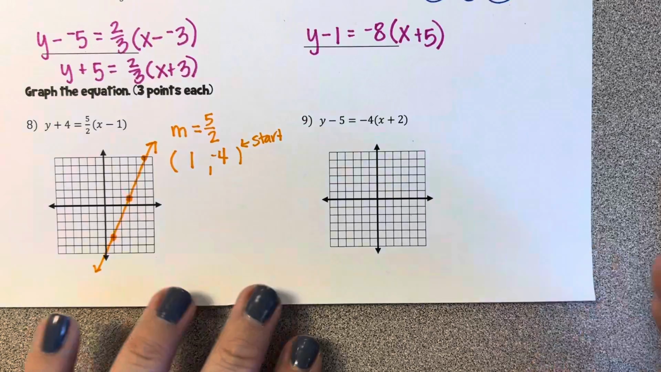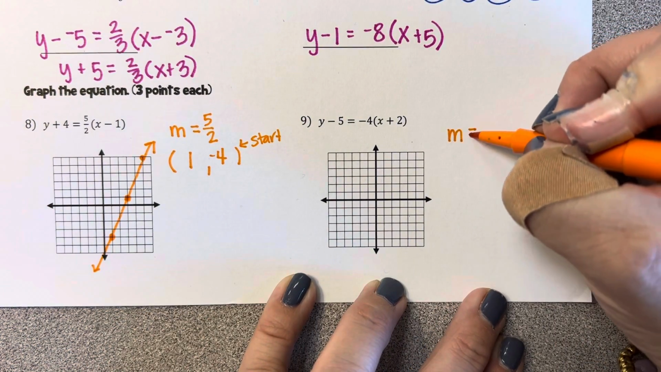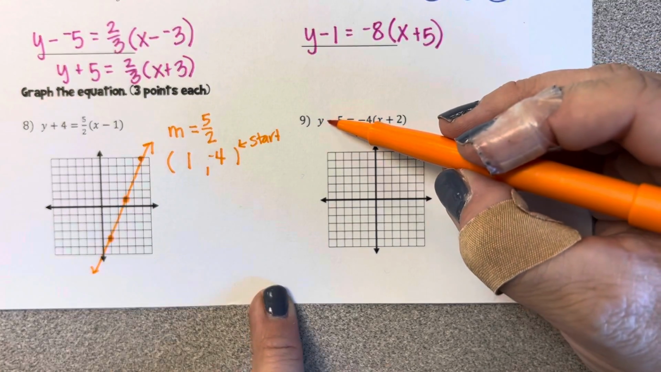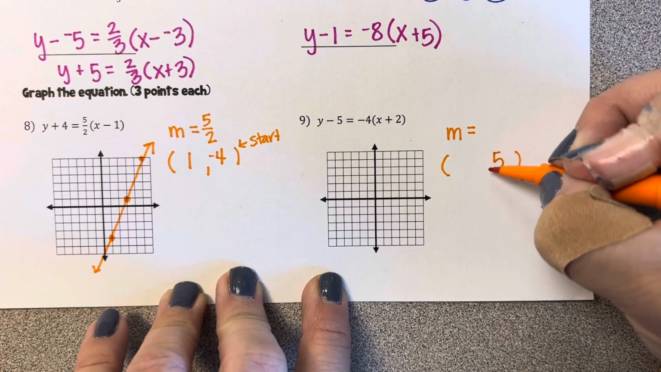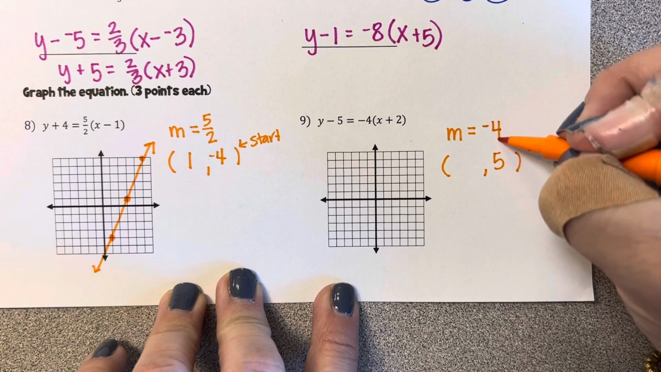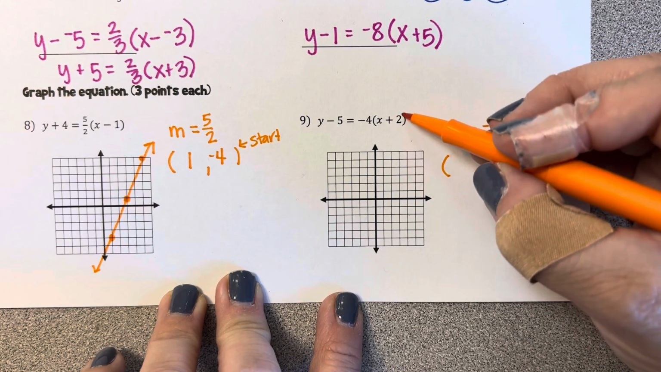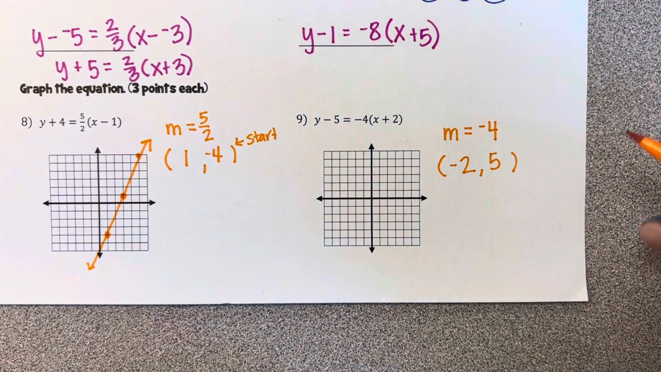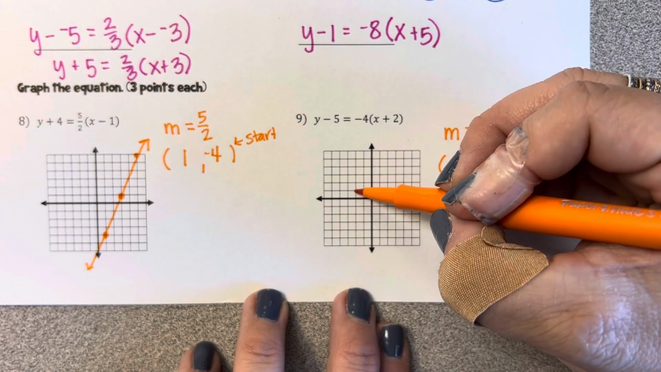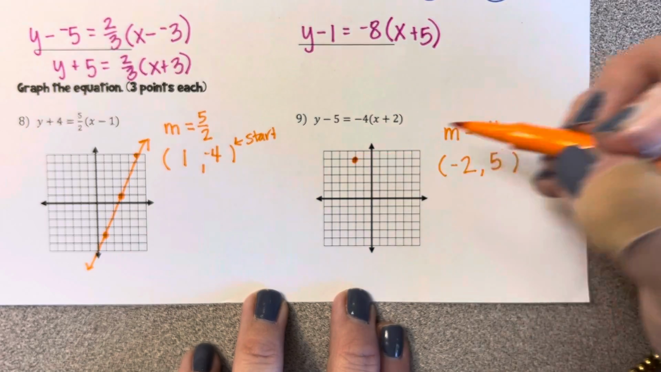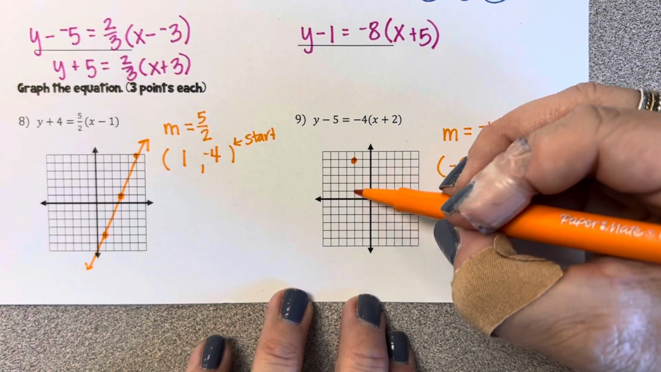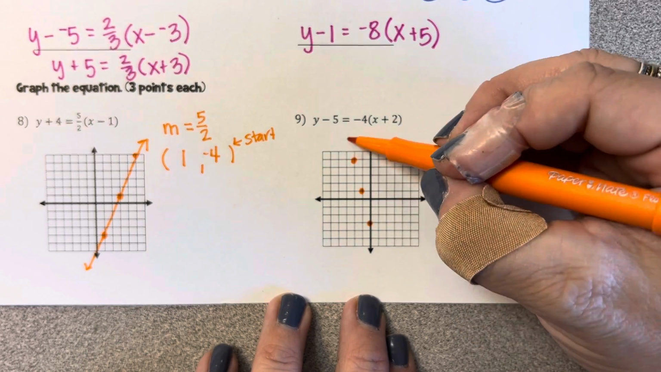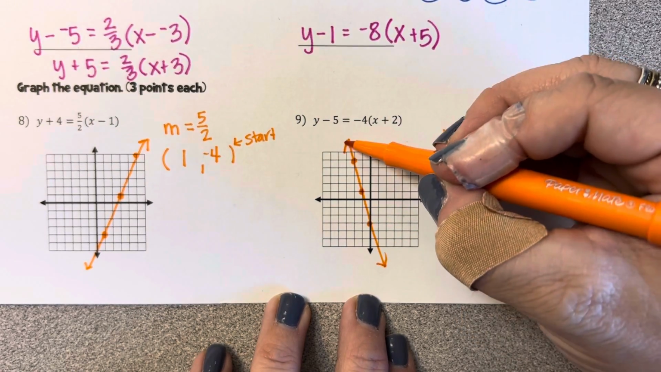So on the next one, again, I'm looking for an m and my point and my slope. So y minus the y from my point equals m times x minus the x from my point. So that would have to be -2 because it would have to be minus -2. So I have the point -2, 1, 2, 3, 4, 5. That's my starting point. And then my slope is down 4 over 1. Down 1, 2, 3, 4 over 1. And that would be my line.